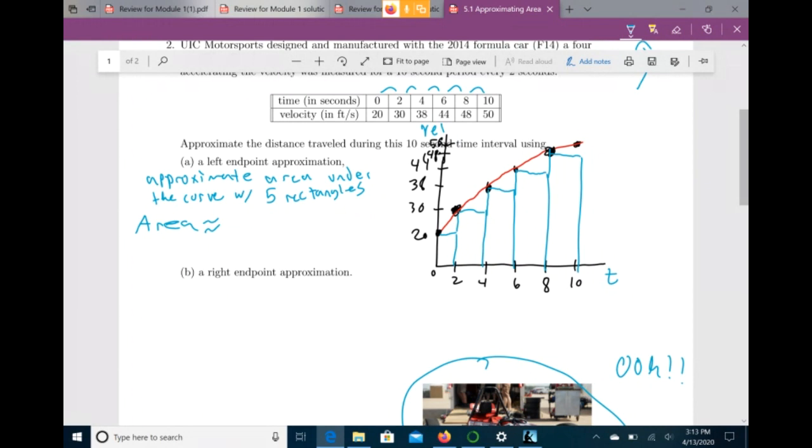All right, so what is the area of the first rectangle? So the rectangle 1, rectangle 2, rectangle 3. Good, 40, right? Its height is 20 and its width is 2. All right, what about the second rectangle? Good. And the third, someone other than Jared. Okay, and then the last one, 44, will be 44 times 2, and then 48 times 2. Okay, so this is 40 plus 60 plus 76 plus 88 plus 96.